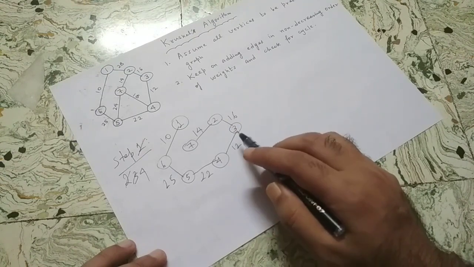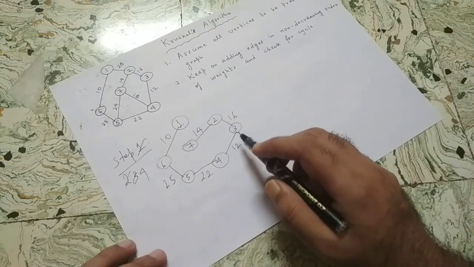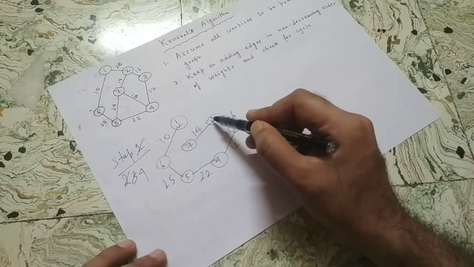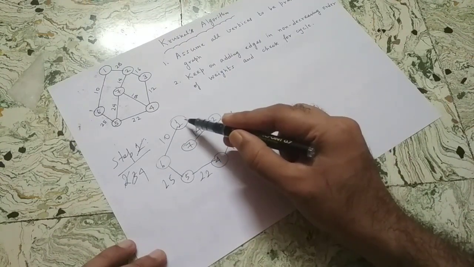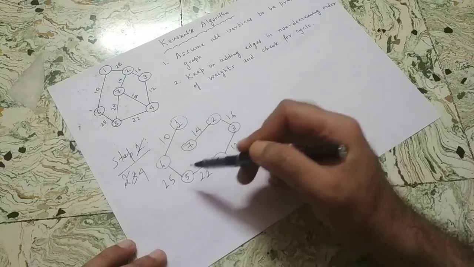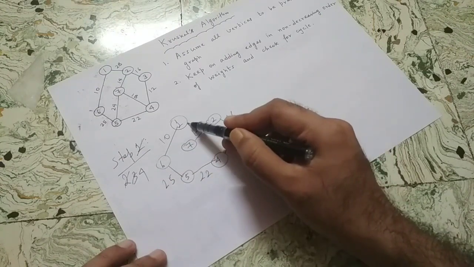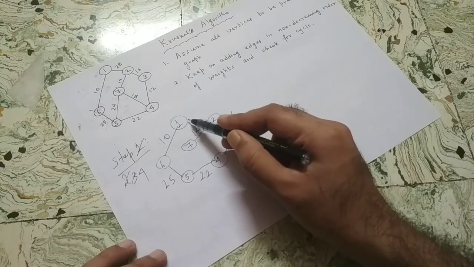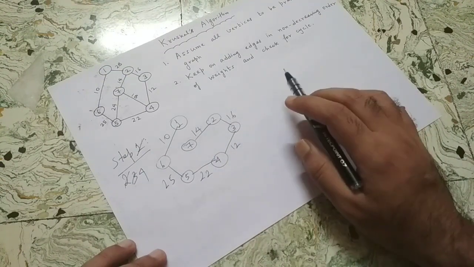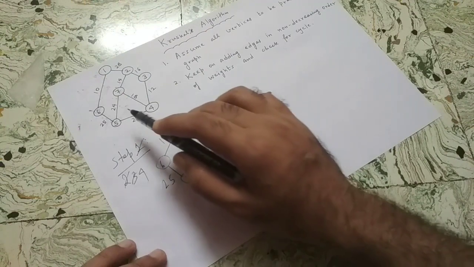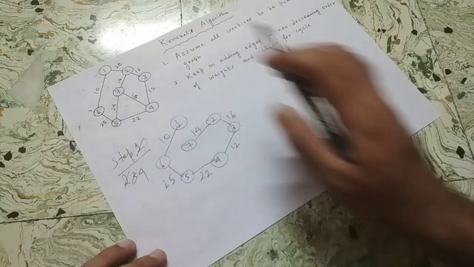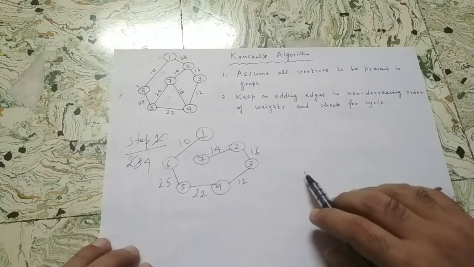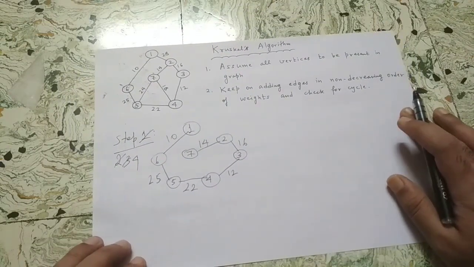Now, which is the next edge that I should be looking at? I should be looking at the edge 28. If I add this edge 28, I'll get a closed figure: 1, 2, 3, 4, 5, 6, 1. Starting from 1, I can again come back to 1, so it will lead to a cycle. That's why I cannot add this edge 28. Now, you have observed that I have checked every edge once, so I can stop my procedure and conclude that this is my minimum spanning tree.